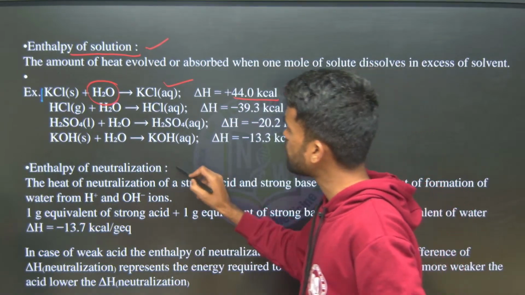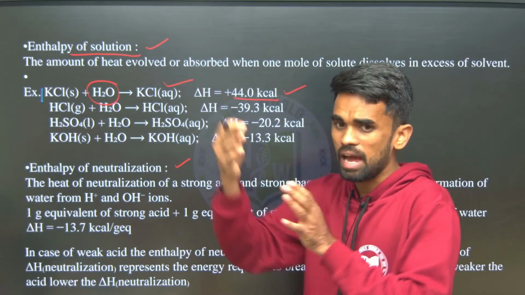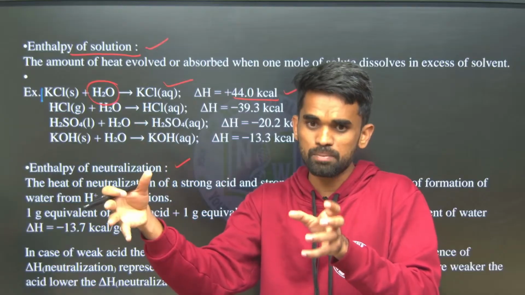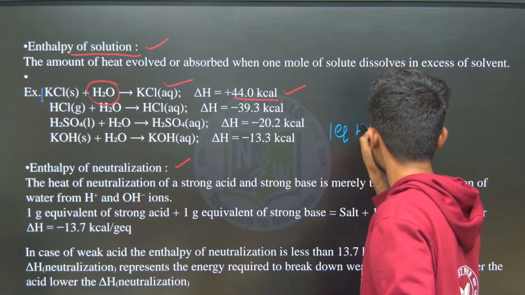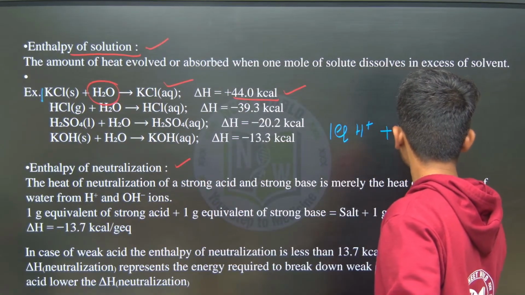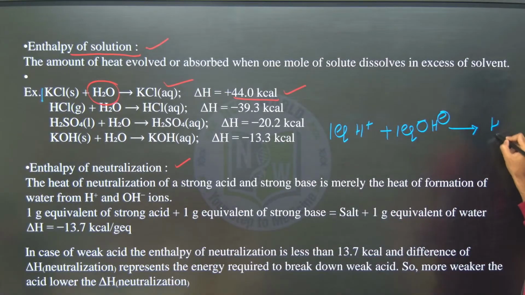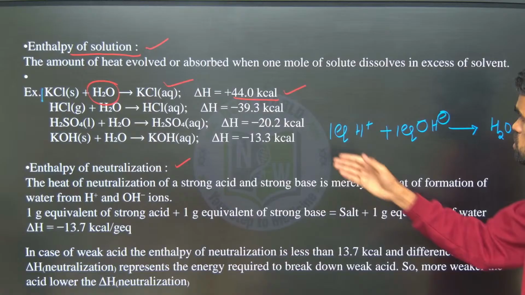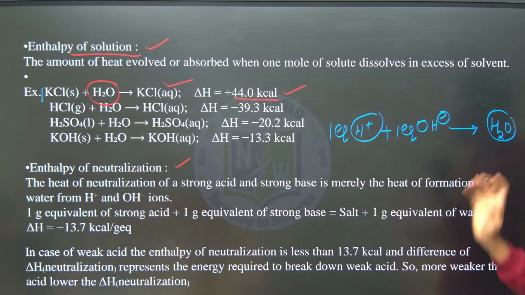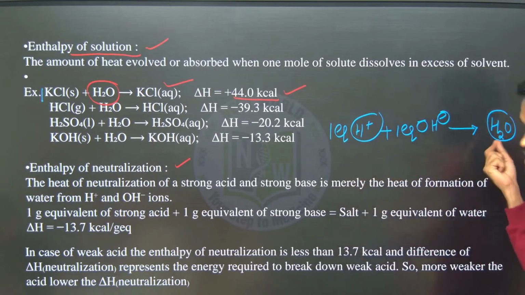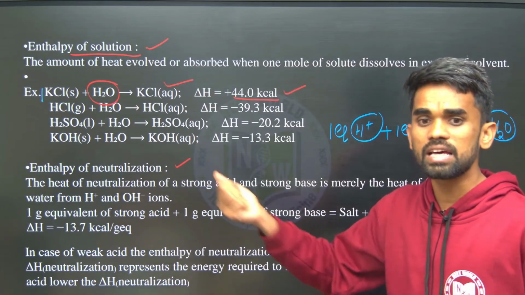Okay, next, enthalpy of neutralization. Neutralization means nothing but acid plus base. We need to take one equivalent of H+ ions and one equivalent of OH- ions. So what will it form? One equivalent of H2O is formed. Here neutralization means only water is formed, from H+ and OH-. During this process, the amount of heat released is considered the enthalpy of neutralization.